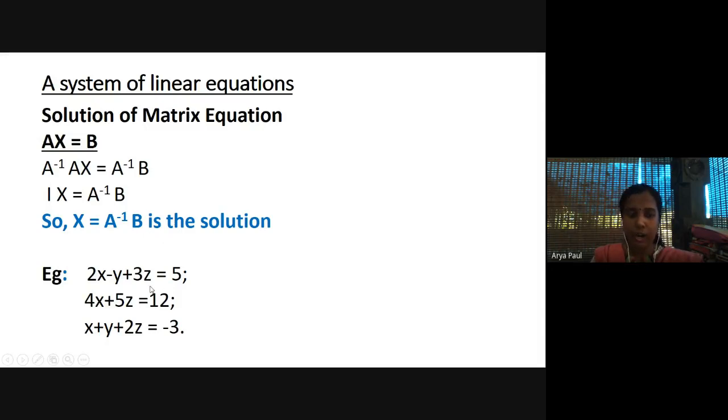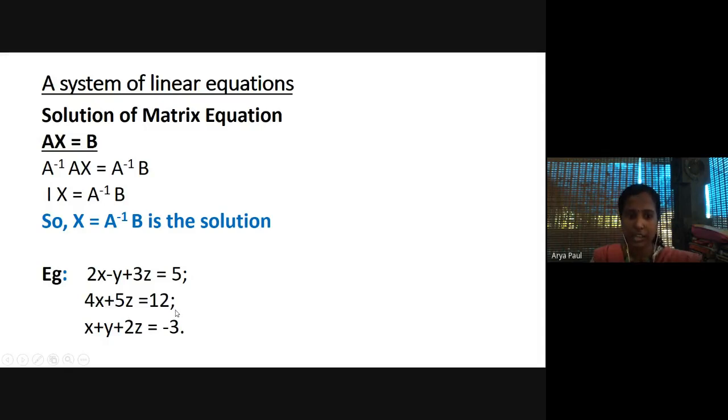Let me show you one example. 2x minus y plus 3z equal to 5, that's the first equation. The second equation is 4x plus 5z equal to 12. The third equation is x plus y plus 2z equal to minus 3. These are a set of three equations, and you need to find the values of x, y and z. There are three unknowns, x, y and z, and you need to find the values which satisfy these three equations. That is the solution.